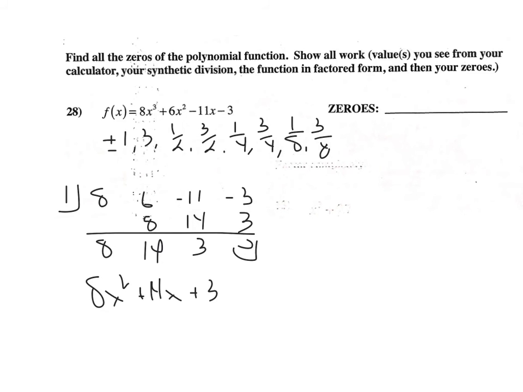Now, a couple of choices. I can look at my picture up there on my graph on my calculator and see if I can find something else that works, or I can just take this, what I have right here, this 8x squared plus 14x plus 3, and just factor it. So I'm going to do slide, divide, slide, and factor it.